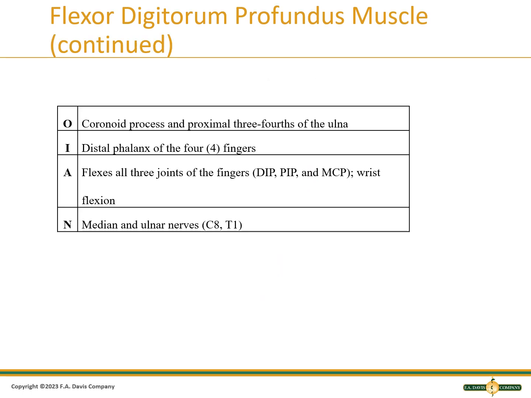It originates from the coronoid process and the proximal 3/4 of the ulna to insert on the distal phalanx of the four fingers, so it runs a little bit further out than our superficialis. It flexes all three joints of the finger because it extends more distally out to that distal phalanx. We get flexion of the DIP, PIP, and MCP, and it's an extrinsic hand muscle, so that means it also contributes to wrist motion because it crosses the wrist, so we get a contribution to wrist flexion. It is innervated by the median and ulnar nerves.